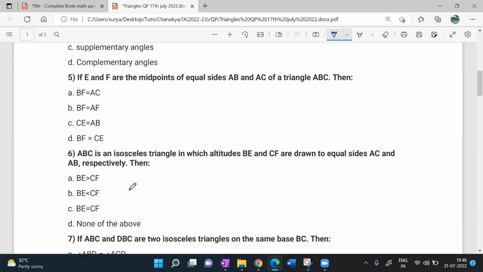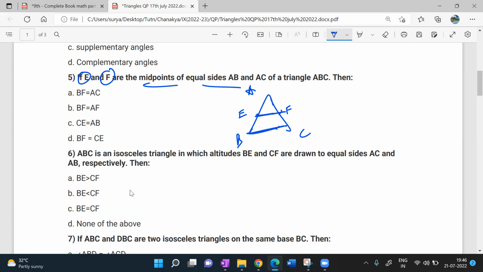E and F are midpoints of equal sides. E is the midpoint of side AB, and F is the midpoint of AC. So BF is equal to CE. In an isosceles triangle, we have learned that two altitudes should be equal. Here, is EF equal to BC or not?